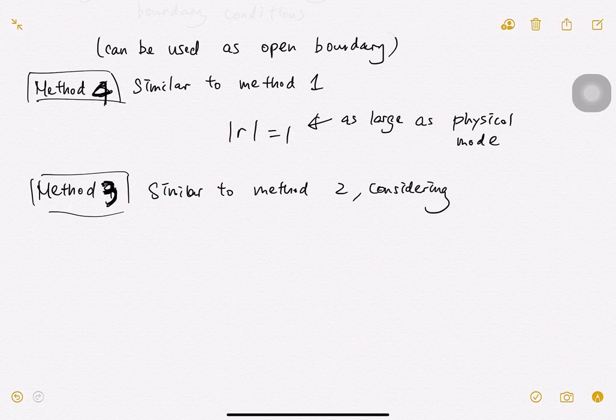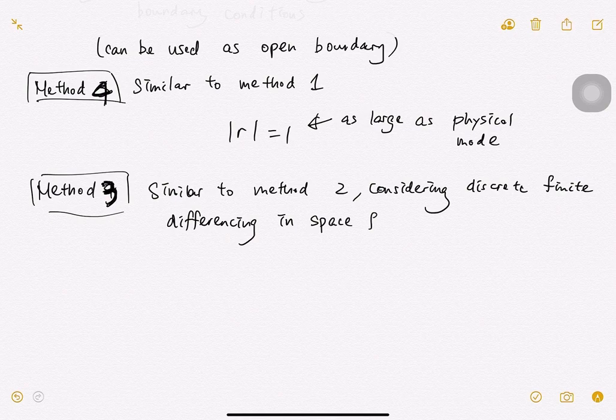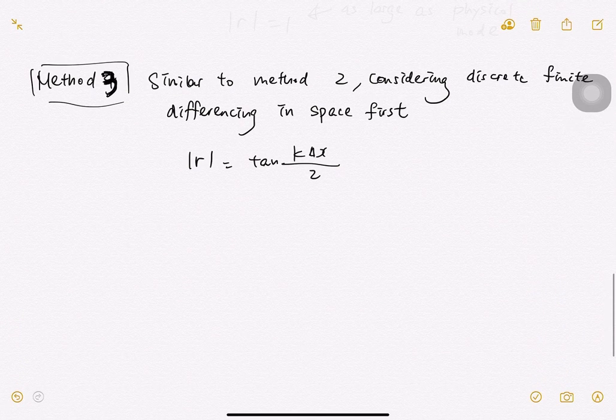Considering a discrete finite difference here in space first. And then it will also be equal to k delta x tangent k delta x over 2.